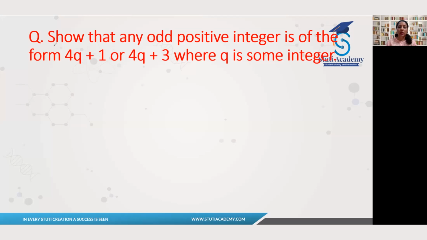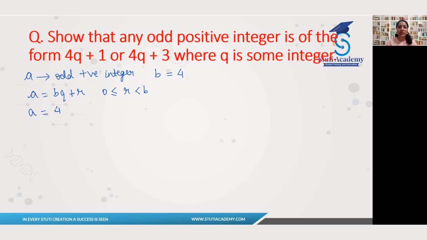Now in the next question, we have to show that any odd positive integer is of the form 4q plus 1 or 4q plus 3, where q is some integer. So let us take a as an odd positive integer, and let us take b as 4. So by Euclid's division lemma, we can say that a is equal to bq plus r, where 0 less than equal to r less than b. So where q and r are integers. So b we have taken as 4. So in place of b, I'm going to put 4 in the next step.